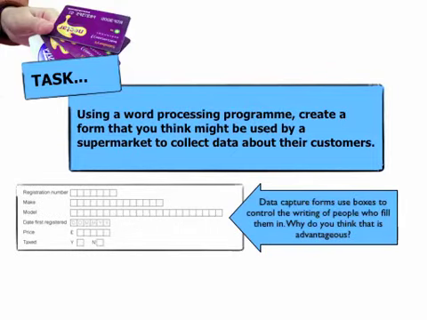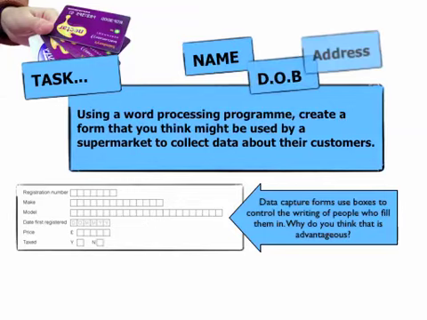Data capture forms use boxes to control the writing of people who fill them in. Why do you think this is advantageous? Remember to include the important titles such as name, date of birth and address. Other titles are up to you.